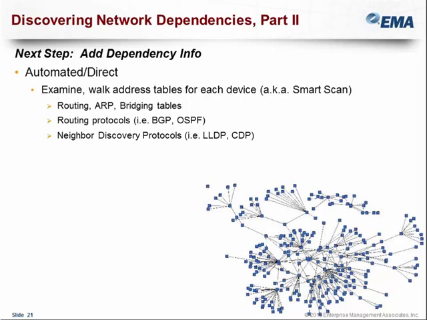So the next step is to add that dependency information. Once you know what's out there, now you want to know how it's connected. So the typical way to gather this information is to look inside the device and again use SNMP or other techniques to walk through the tables that device maintains. It could be routing tables, could be the ARP cache, it could be bridging tables. Those sorts of sources will tell you what that device thinks it's connected to immediately surrounding it.